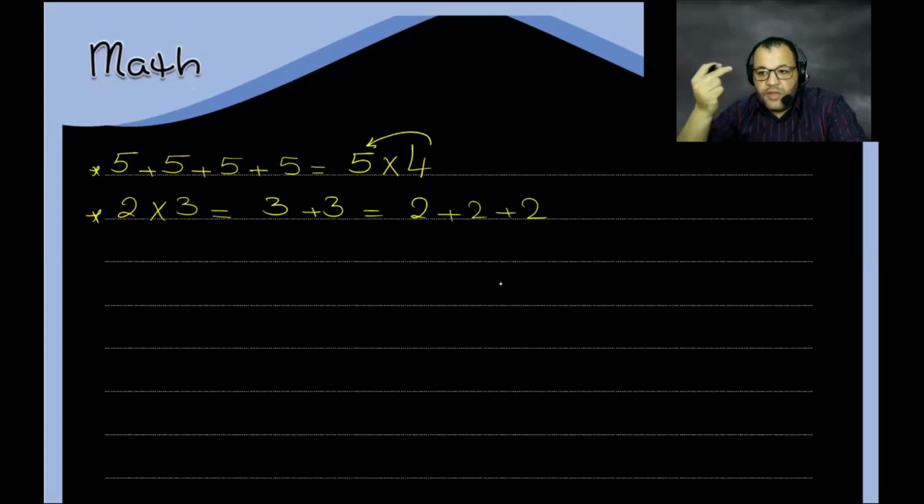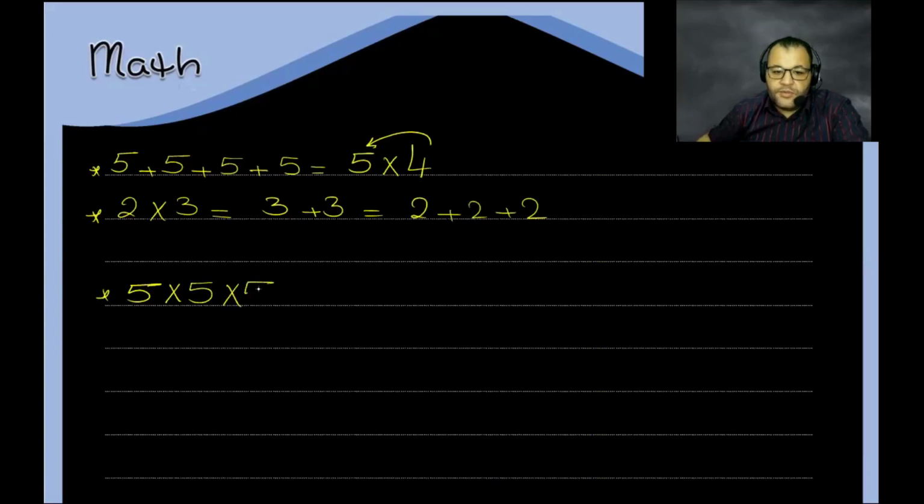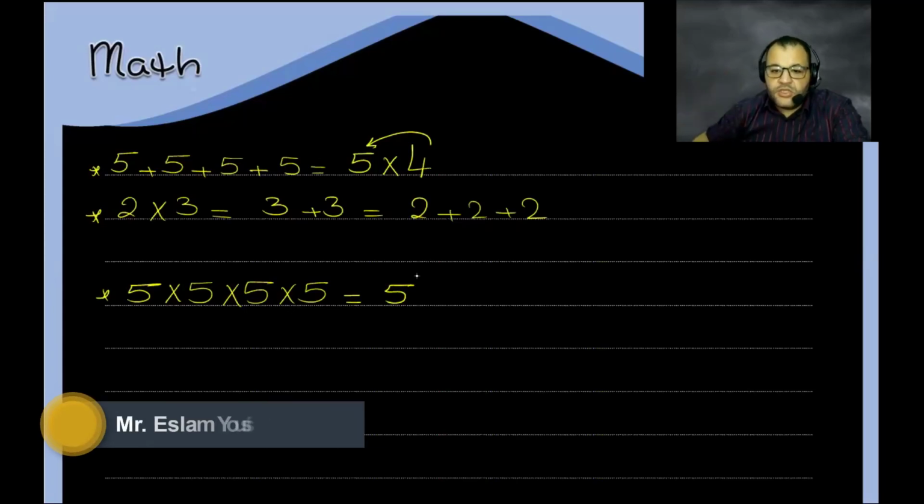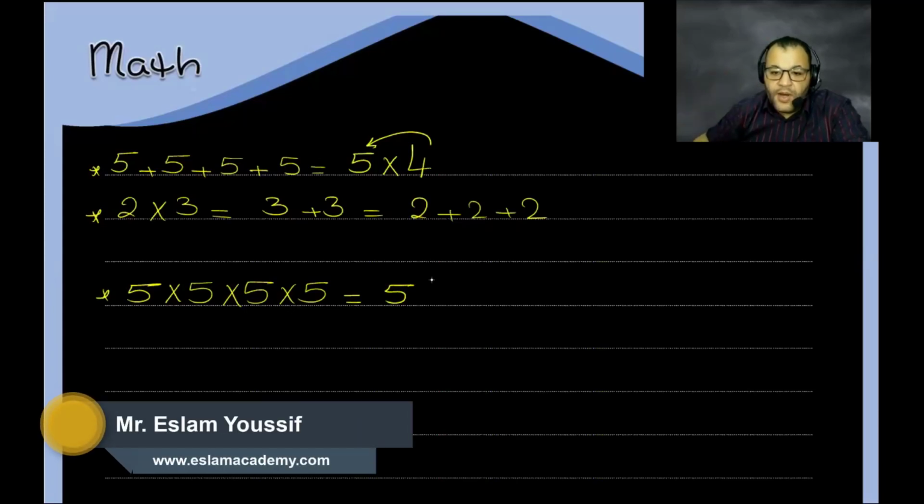Okay. So we said the multiplication is repeated addition. What if we repeat the multiplication? Instead of repeating an addition, I will say 5 times 5 times 5 times 5. When you repeat the multiplication, it will be converted to be power or exponent. So which number has been repeated? 5. We repeat 5 how many times? 4 times. So it will be 5 to the power 4.